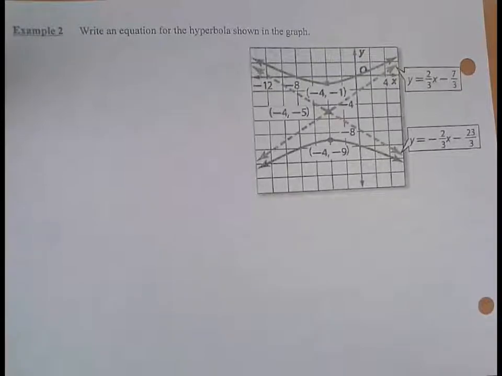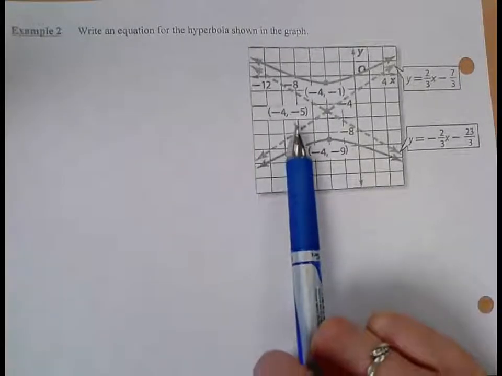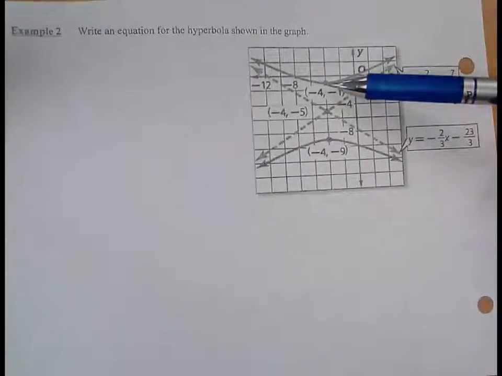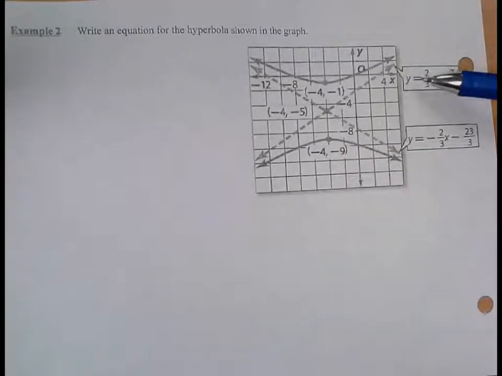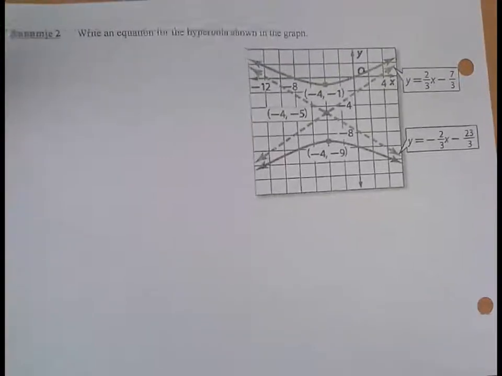So example 2 still gives you a graph, but again, I want you to look at the graph to see what you're given. We are given the center. We are also given the vertices, and then we are given the equations of the two asymptotes. And we have to use that information to find a, b, and c.